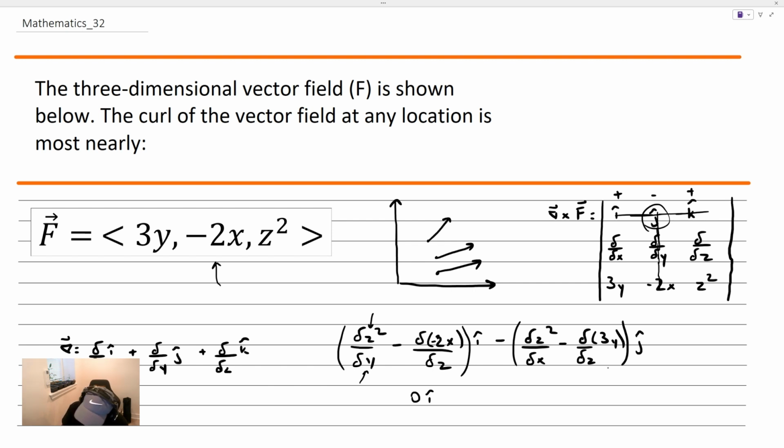Again, the same argument. You can see that this function z squared doesn't have x's. This is going to be 0. The function 3y doesn't have z's. This is also going to be 0. So we have plus 0j.